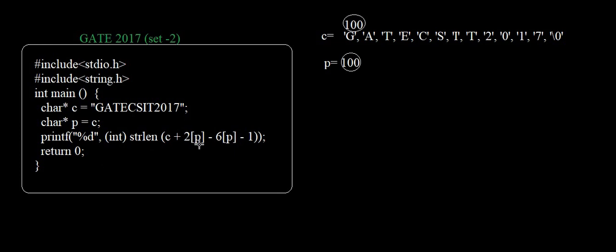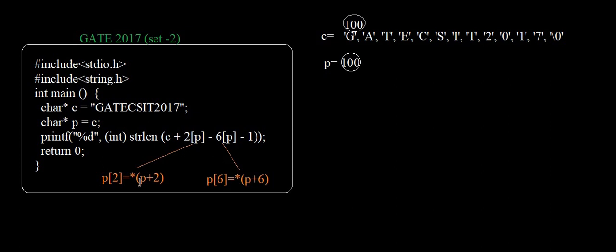If you notice here, 2 of p can be written as p of 2. It is the same notation, and it means p plus 2 with a pointer in front of it, that is, the star indirection operator in front of p plus 2. Similarly, 6 of p can be written as p of 6, which is star of p plus 6.